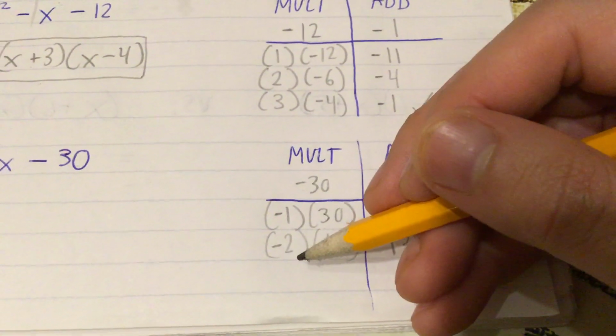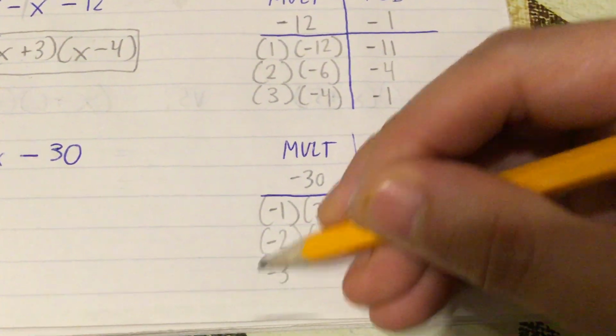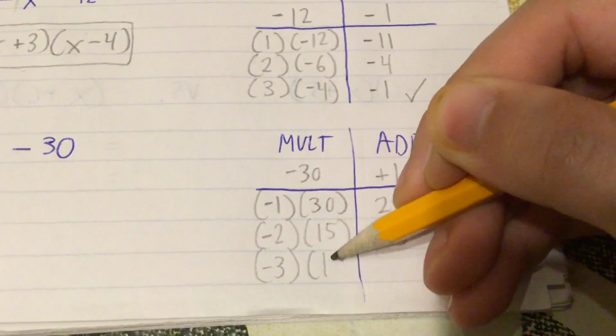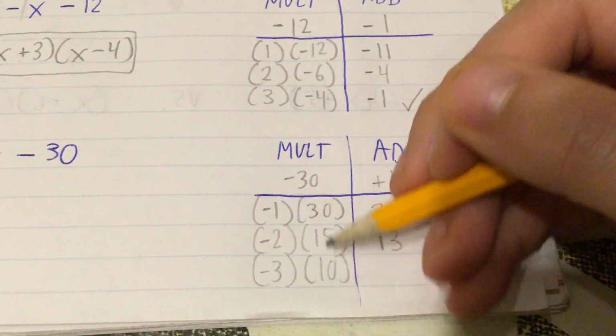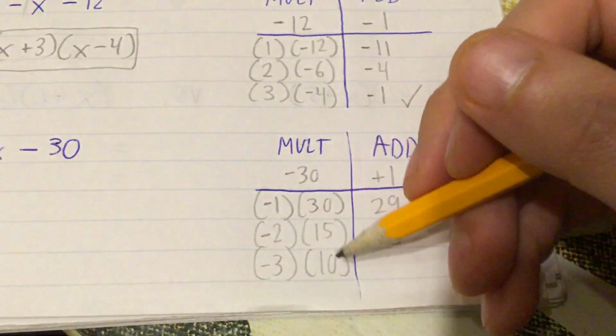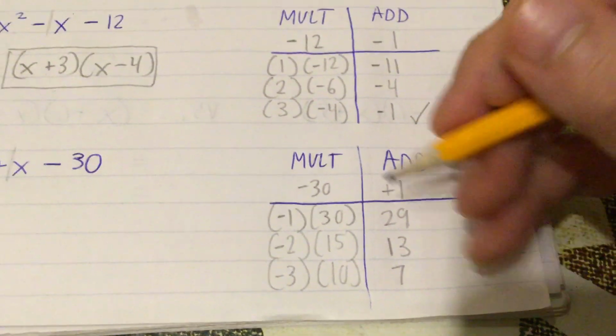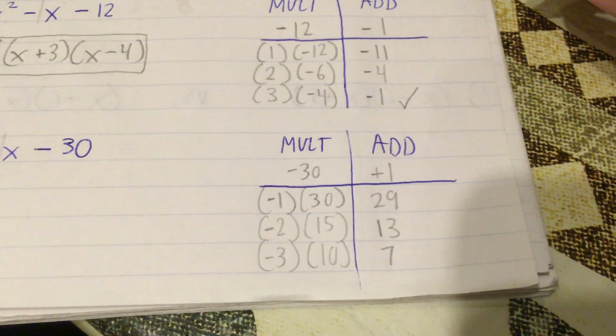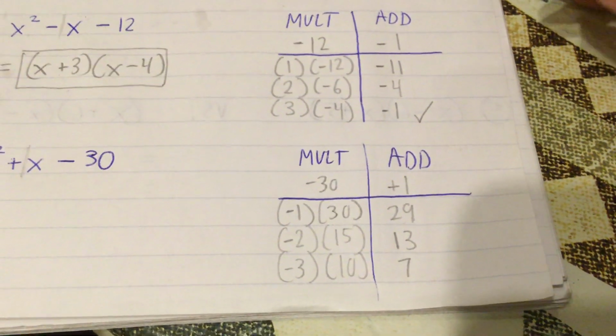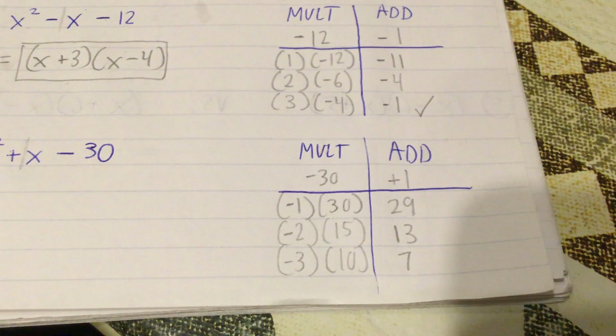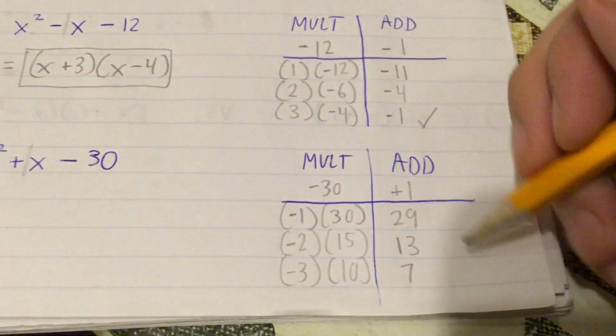Let me try dividing by 3. Negative 3 times positive 10. Negative 3 times 10 is negative 30, but negative 3 plus 10 is 7. That's not what I want. Can I divide by 4? No, 30 divided by 4 is 7.5. Can I divide by 5?